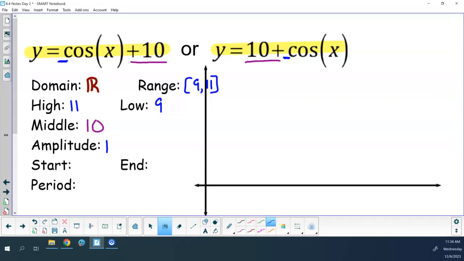Start and end and period, we'll get to those switches, I think, maybe tomorrow. If not, for sure on Tuesday.